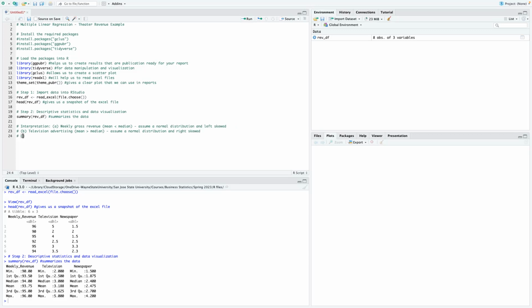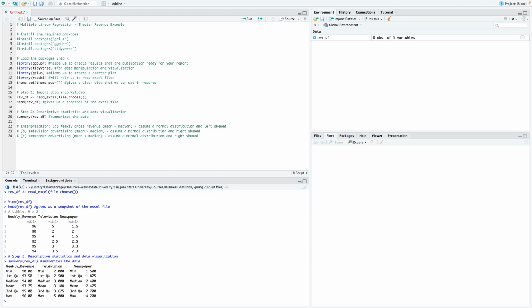And then for the last variable, which is the newspaper advertising, right? When we look at it, the mean is also greater than the median as well, right? 2.475 is greater than 2.4. So mean is greater than median. All right, so that's basically some way we could try to interpret the distribution of our data, right?